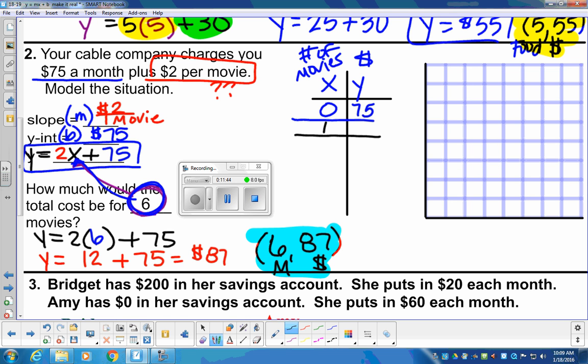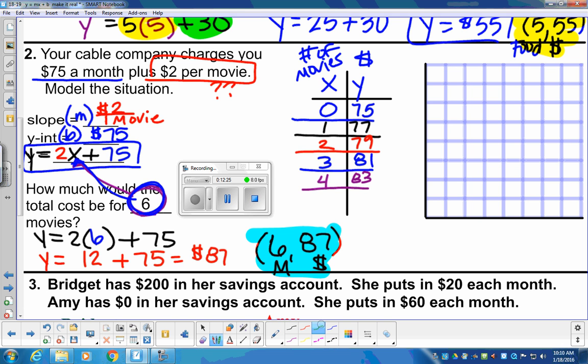What if we wanted to watch one movie? Well, the movies cost $2. You have to pay your $75 fee, so you're going to need $77 at the end of that month. What if I want to watch 2 movies? Well, 2 movies are $2 a piece. That's $4. Plus the $75 is $79. What if I want to watch 3 movies? 3 movies are $2 a piece. That's $6. $6 plus the $79 gives us 81. What if I want to watch 4 movies? 4 movies are $2 a piece. That's $8. Add the $75 is 83.